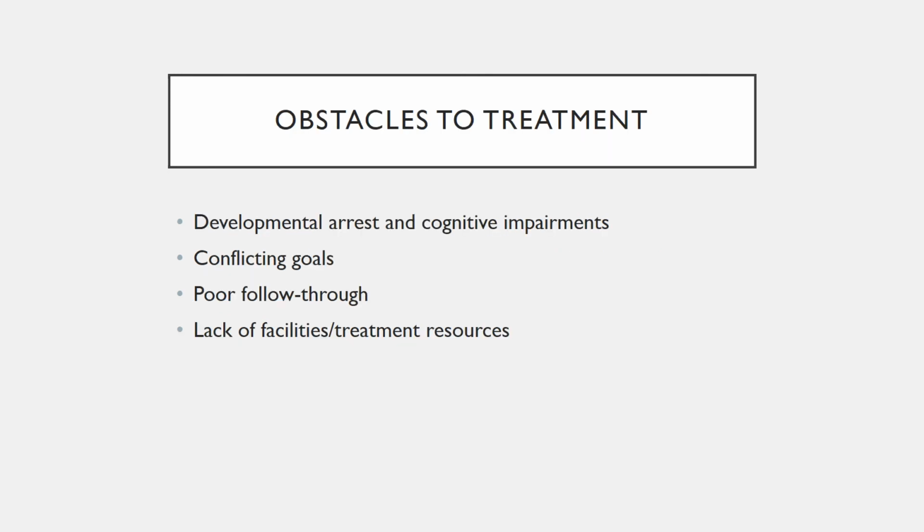And then lastly, we'll talk about some obstacles to treatment. So the first is developmental arrest and cognitive impairments. The idea behind this is that we know that psychoactive substances can have an impact on someone's emotional development and on their cognitive development. We know from brain scans that there's definitely changes in the brain structure or the chemistry of the brain that can occur, especially with prolonged substance use.